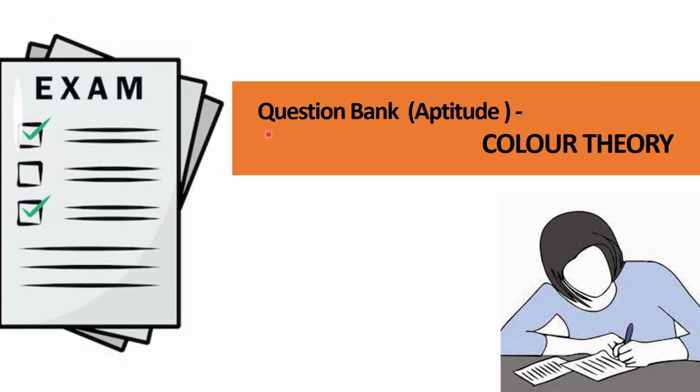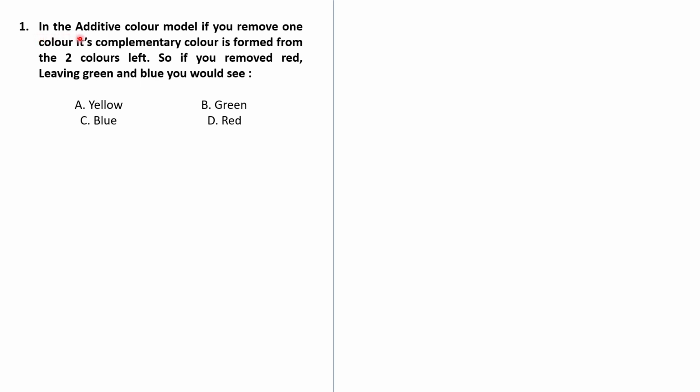So let us discuss the question bank on color theory. First question: in the additive color model, if you remove one color, its complementary color is formed from the two colors left. So if you remove red, leaving green and blue, you would see green only, right? So the answer is B.